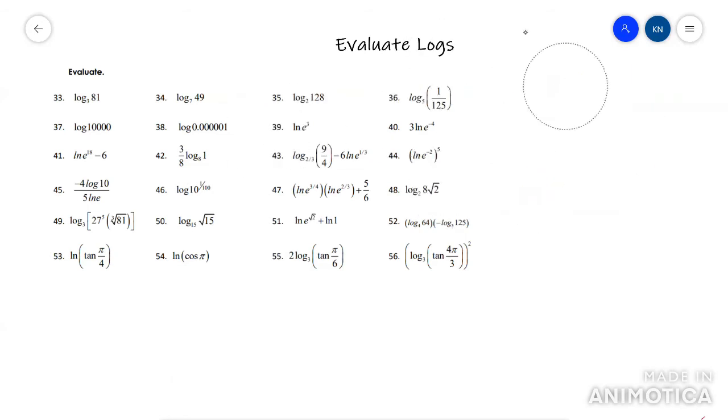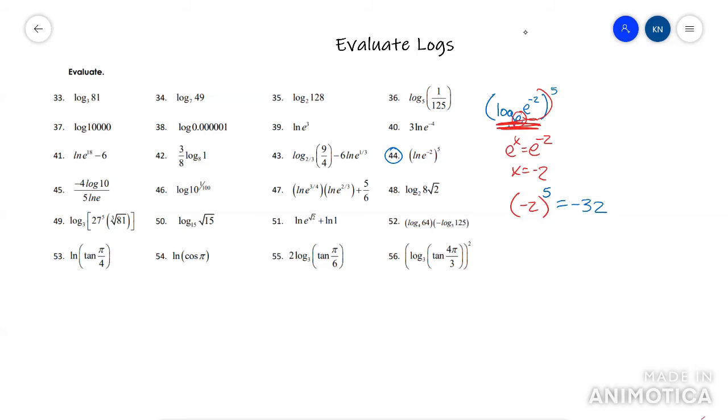Okay, now some of the things that they can do with this is like the next one, 44. We have log base e of e to the -2, all raised to the power of 5. So what you have to do is just this red part first. And this red part's like, okay, e to the x equals e to the -2. Therefore, x equals -2. When you evaluate the red part, you get -2. But you're not done because they raised it to the 5th power. So really what you have to do is -2 to the power of 5, which is -32.